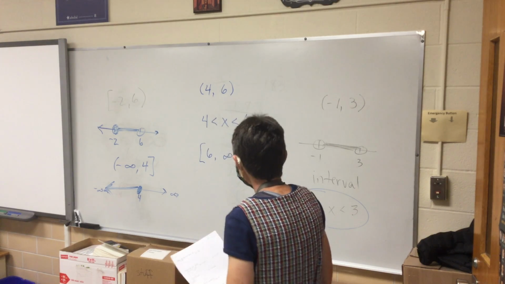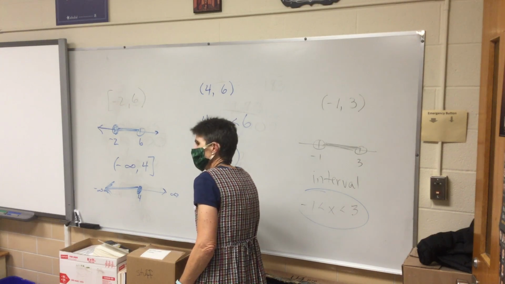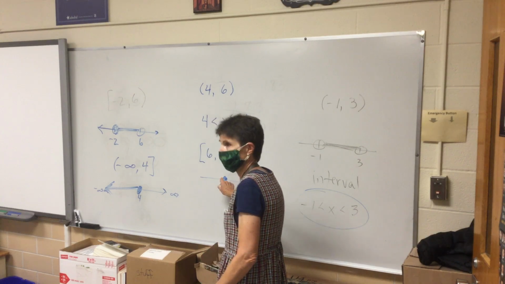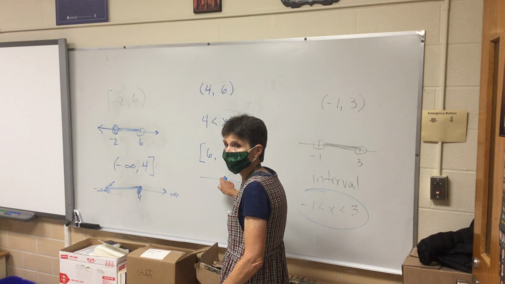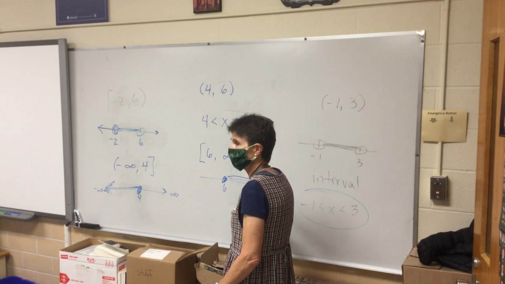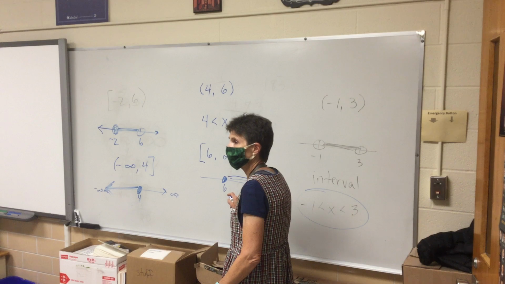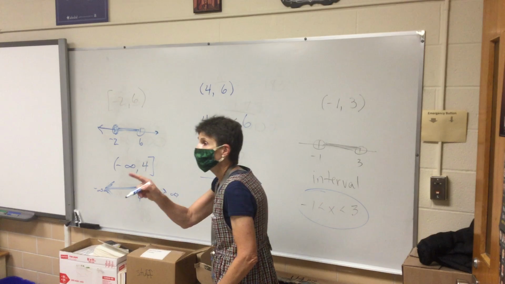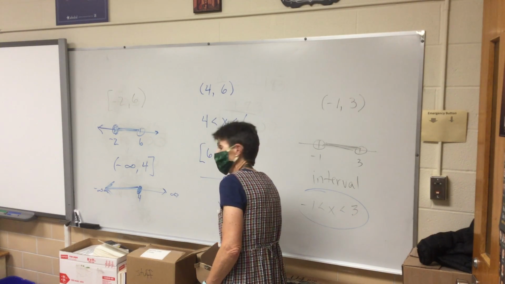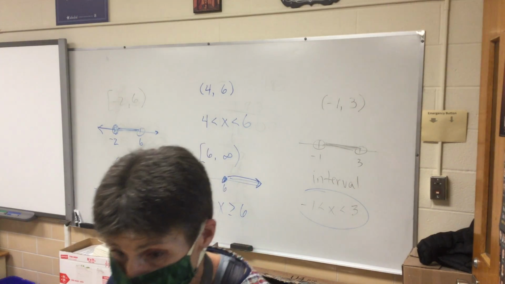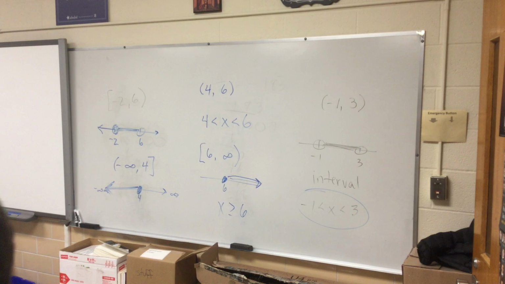Oh, wait, wouldn't it be closed? So let's graph it. If we graphed it, we'd have a closed dot at 6, and then we would shade it this way. Okay, so what does that look like in terms of an inequality? x isn't between two numbers. It's just x is greater than or equal to 6. There's only one number. So x is greater than or equal to 6.